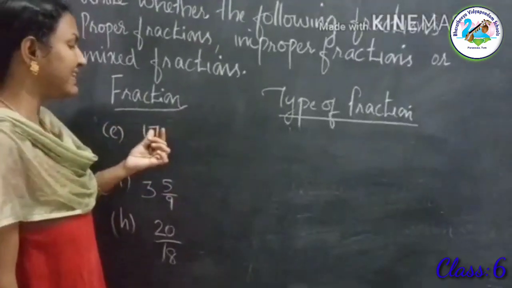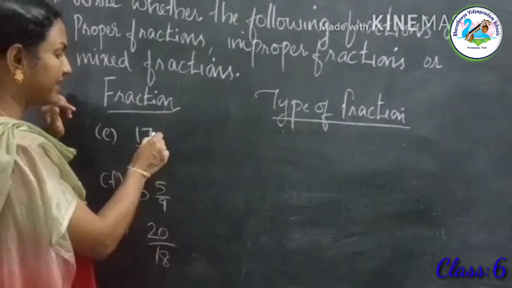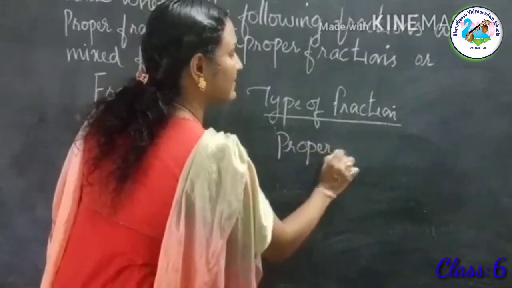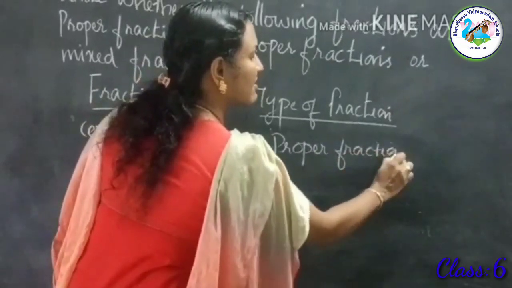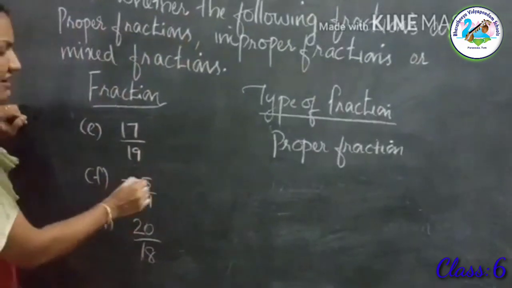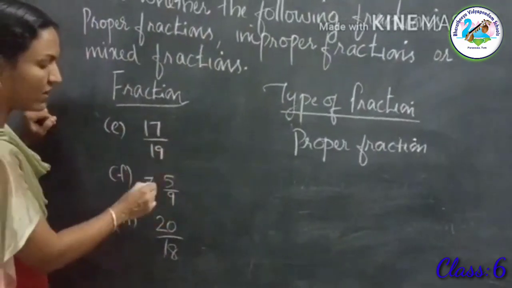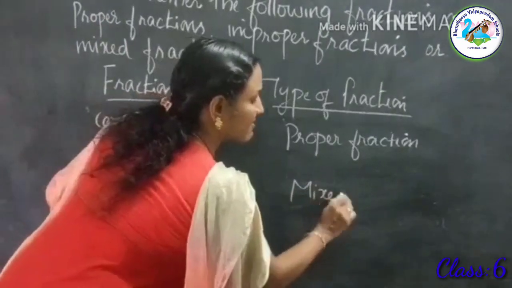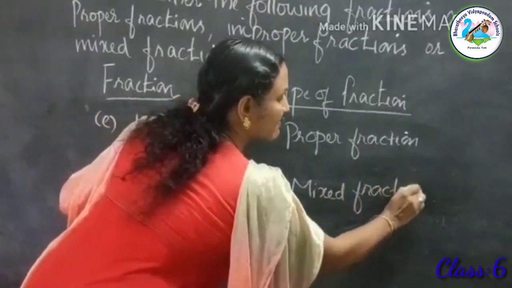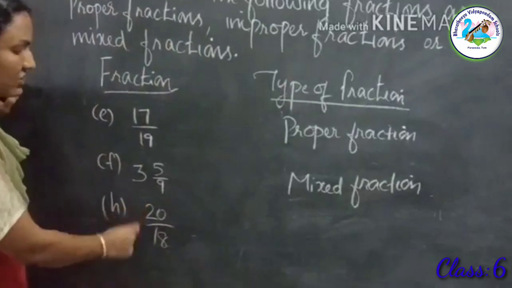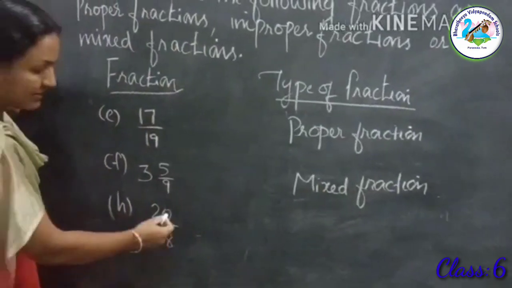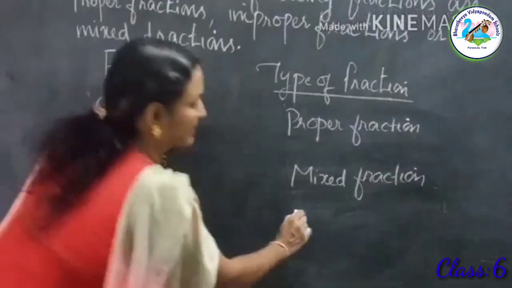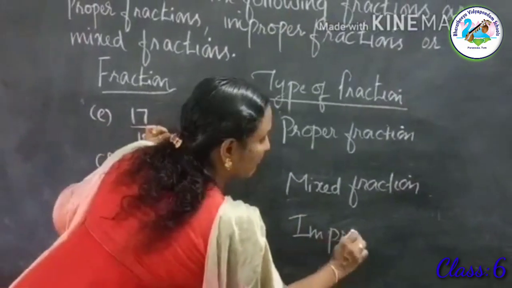In option E, 17 by 19. So the numerator is less than the denominator. So proper fraction. The next one, 3 5 by 9. So it is a combination of a whole number and a proper fraction. Yeah, mixed fraction. Then H, 20 by 18. So the numerator is greater than or equal to its denominator. So improper. Improper fraction.